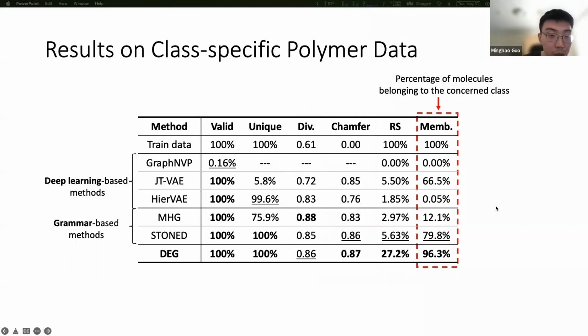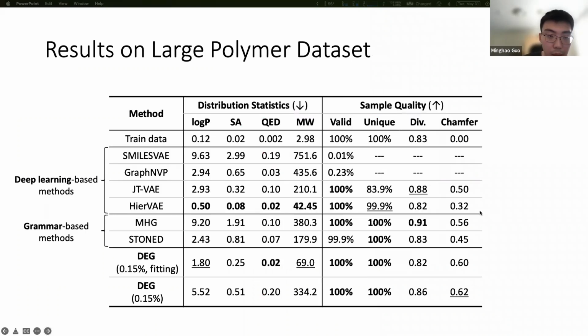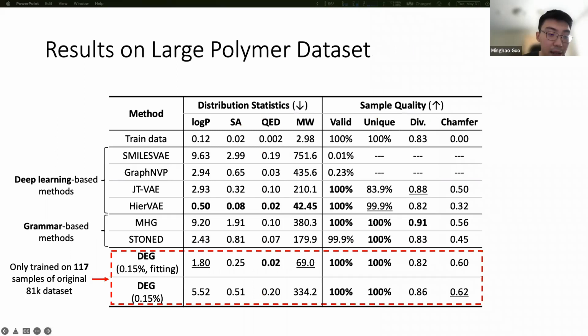And for some other commonly used metrics, the learned graph grammar also shows some competitive results. On the large polymer dataset, our method only uses 0.15% of the original dataset. We only train on 111 and 17 samples of the original dataset, and these samples are just randomly picked.